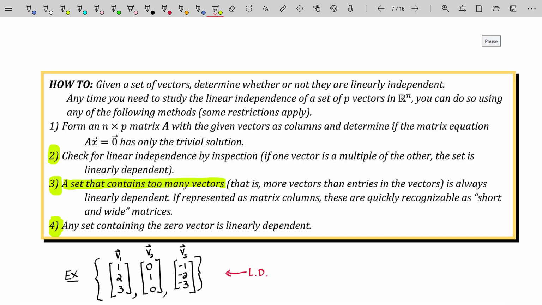Given a set of vectors, determine whether they are linearly independent. So the way that I will often do it is I'll just build a matrix and determine if the homogeneous matrix equation Ax equals 0 has only the trivial solution. If it only has the trivial solution, the vectors are linearly independent. If it has more than the trivial solution, they're linearly dependent. So that's how I would recommend approaching this problem at hand.